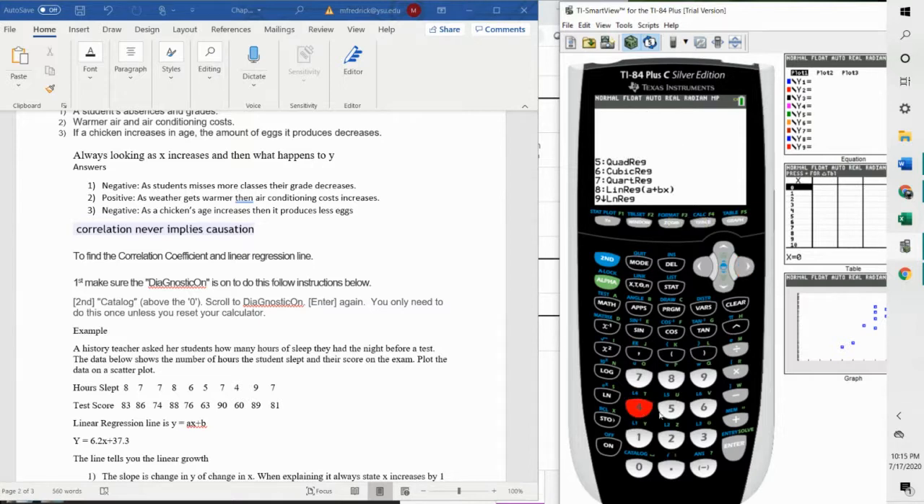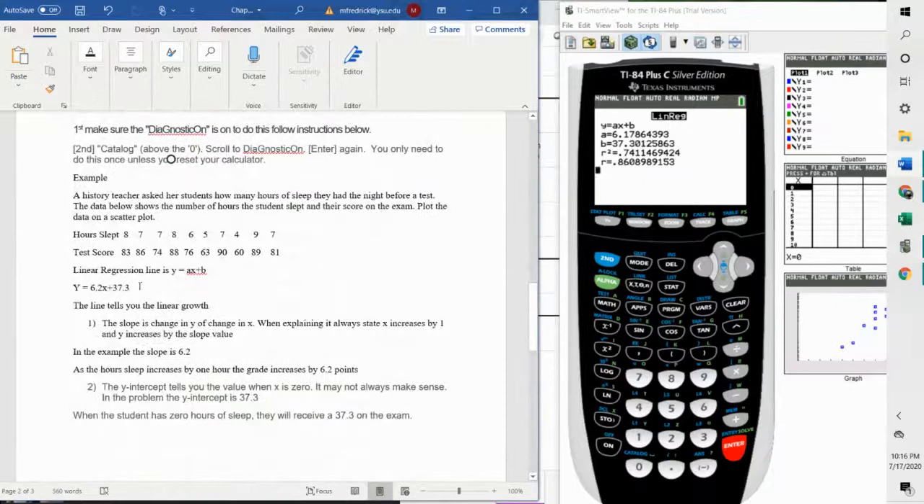So 4 and enter. Oh, you didn't have to enter. List 1 was x, list 2 was y. Our frequency was L2. And then you just calculate. So ax plus b. A is 6.2. B is 37.3, or however many decimal places the problem says. Now the correlation is R. You want to use R. It tells you more information.